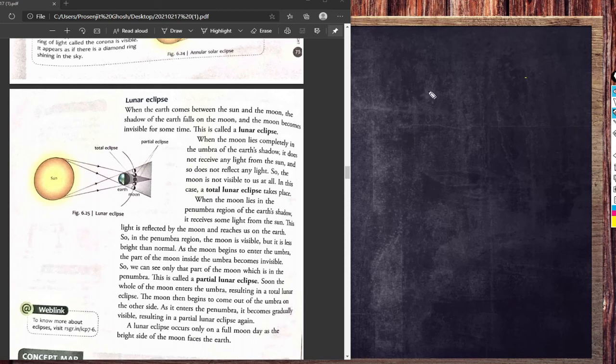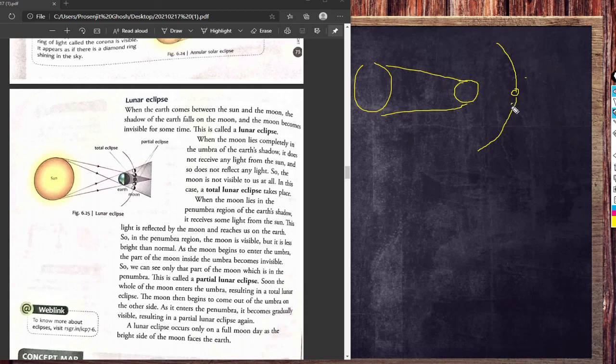So who is blocking the sun's rays from reaching the moon? The earth itself blocks the sun rays during a lunar eclipse from reaching the moon. That is why all the sun rays are blocked by the earth, so no sun ray is moving towards the moon. That means the moon right now is completely black. So we can say that a lunar eclipse is happening. That is called a total lunar eclipse.